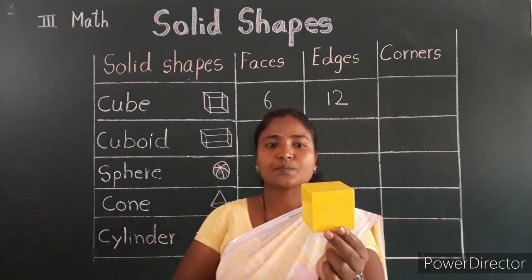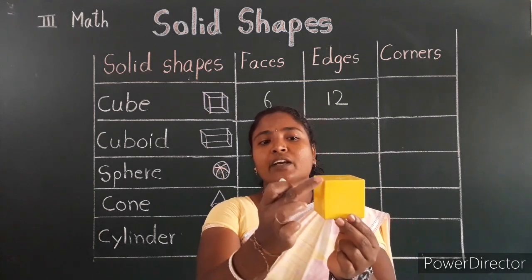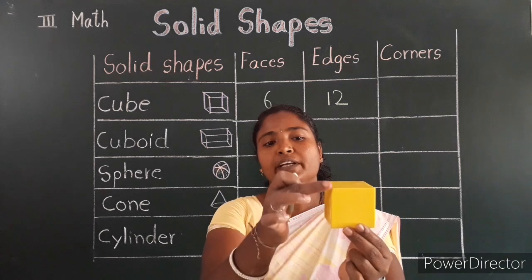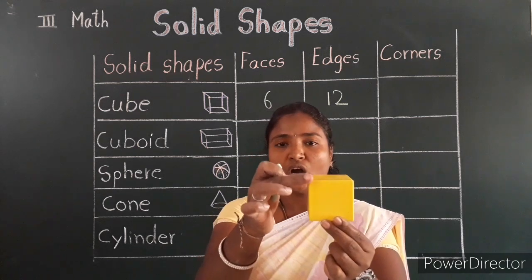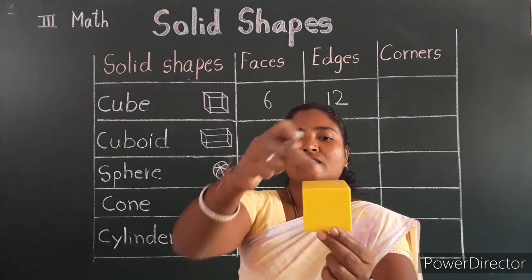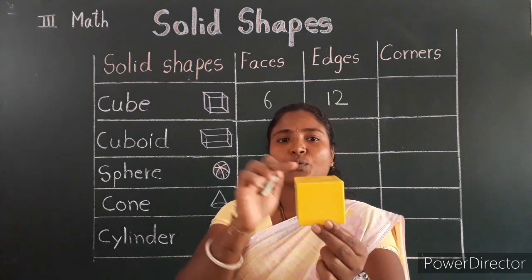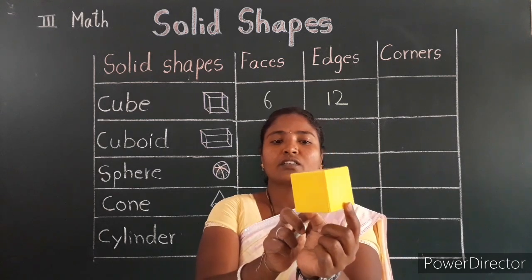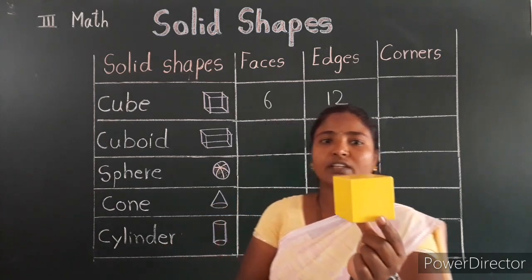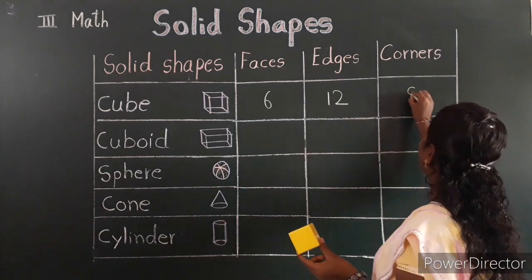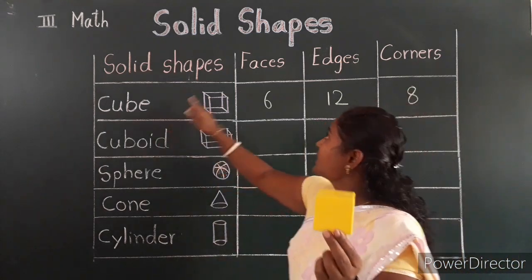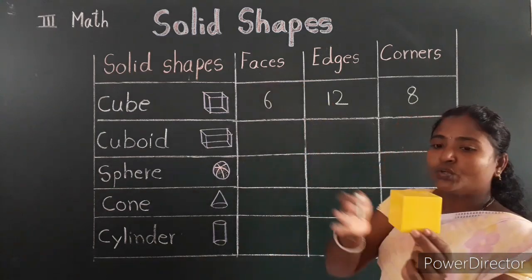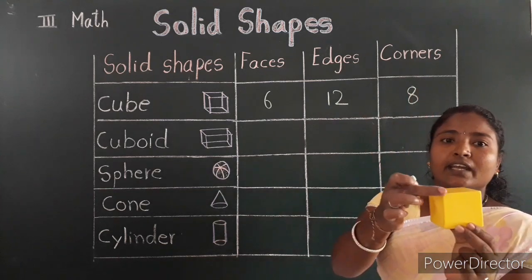Next, corners. Three edges meet at a corner. 1, 2, 3. This is called a corner. Let's count how many corners a cube has. 1, 2, 3, 4. Above 4, 5, 6, 7, 8. So how many corners, children? Yes, all together 8 corners. A cube has 6 flat faces, 12 edges and 8 corners.